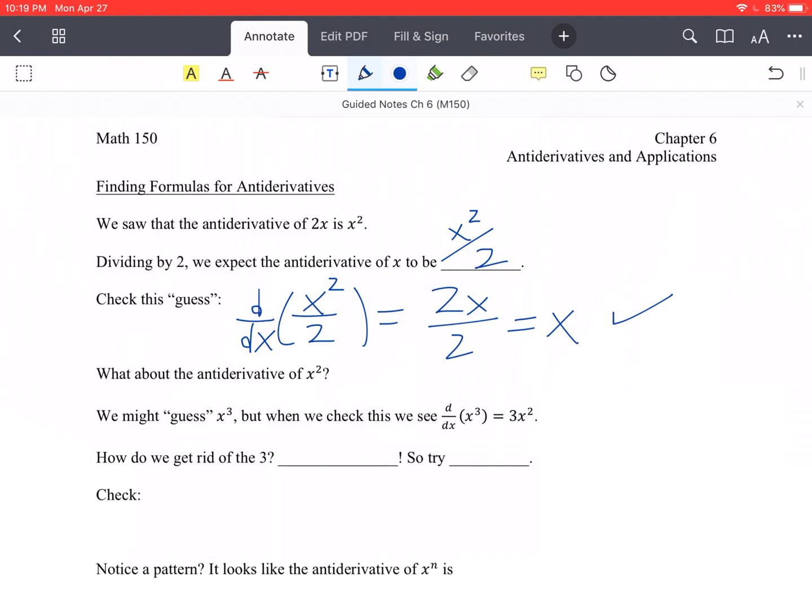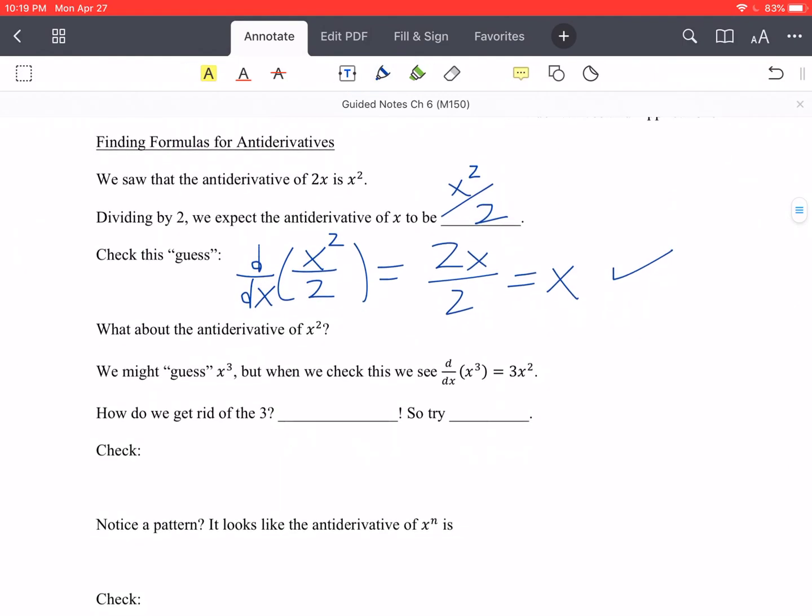Okay, so let's step that up. What about the antiderivative of x squared? Right, so if we're undoing the power rule here, the power rule says I subtract 1 from the power. So to undo that, I would add 1 back to the power, right? So when I'm adding 1 back to the power of x squared, that tells me that my guess would be probably x cubed. I would think that seems like a reasonable guess. But when we check the derivative of x cubed, we see that it doesn't give us what we want. It gives us 3x squared.